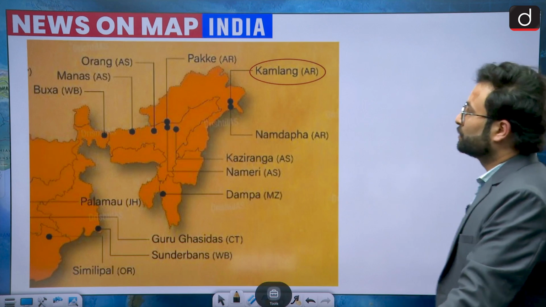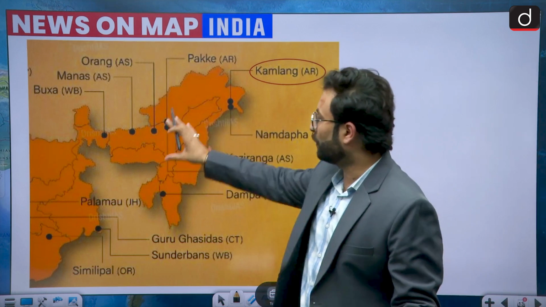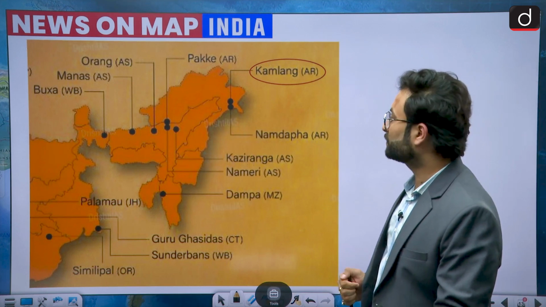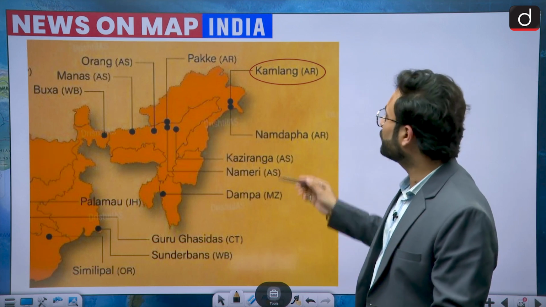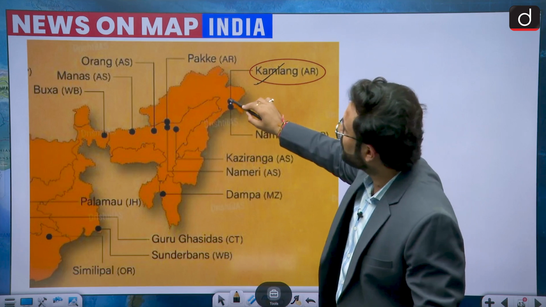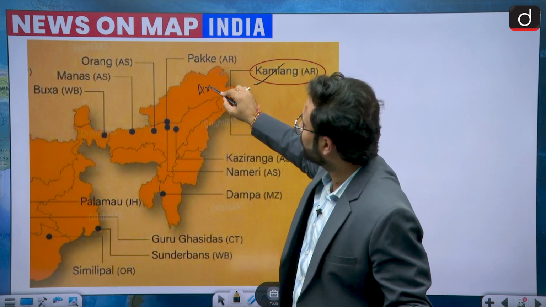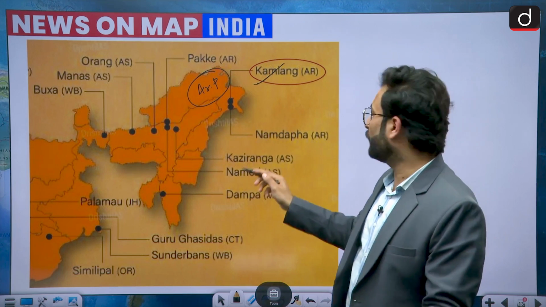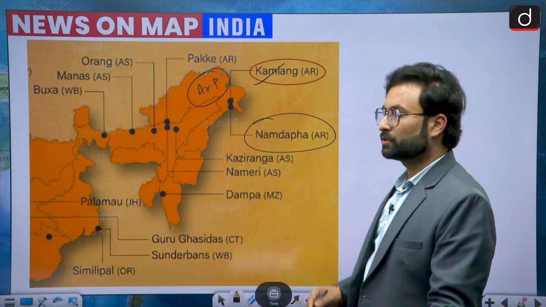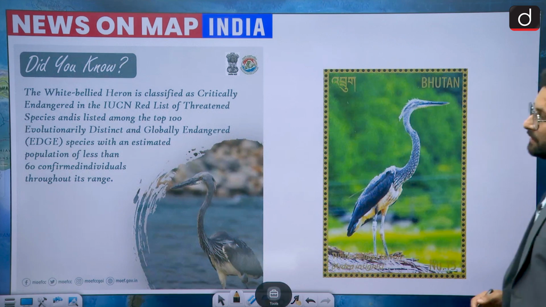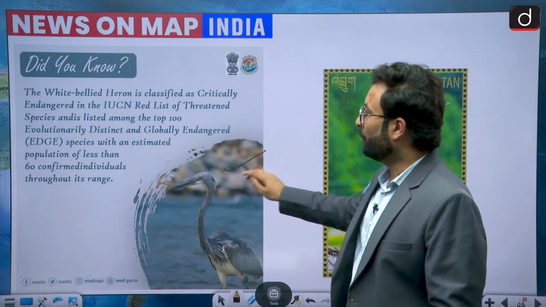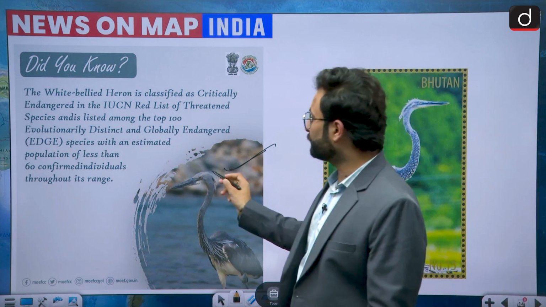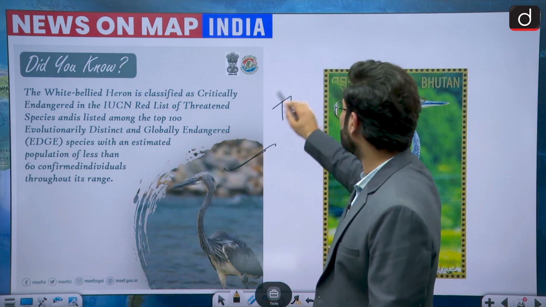So let's see. When we are talking about the northeastern region of India, there are a few important parks, or you can say protected areas. Here you can see this is Kamlang, and Kamlang is here somewhere, that is Arunachal Pradesh, okay. Other than that, this particular species is also found in Namdapha, okay. So let's have a look at the species itself. Here you can see this is your white-billed heron, okay. The IUCN status of this particular species is threatened, okay.